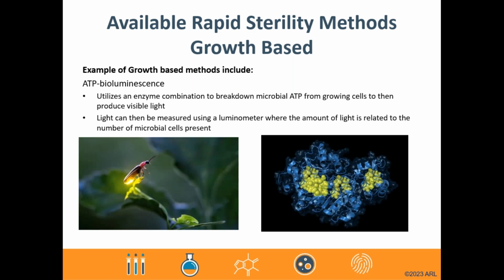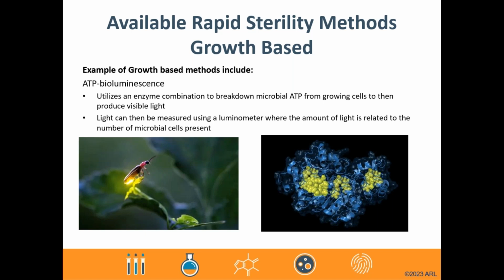The first type of growth-based rapid sterility testing methodology I'll be discussing are those based on ATP bioluminescence. Adenosine triphosphate, or ATP bioluminescence, is a well-established rapid method for assessing contamination levels in pharmaceutical products and in raw materials. Specifically, this method utilizes a substrate and enzyme combination, that's luciferase and luciferin, to break down microbial ATP from growing cells to then produce visible light. This visible light can then be measured using a luminometer, where the amount of light measured is relative to the number of microbial cells present.